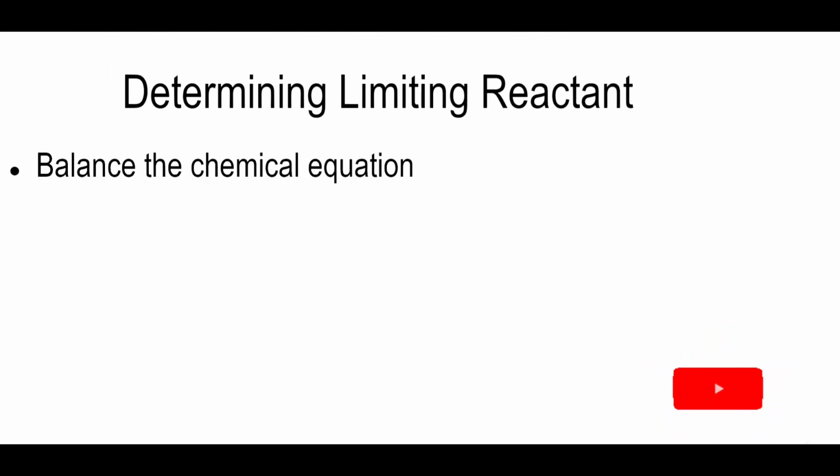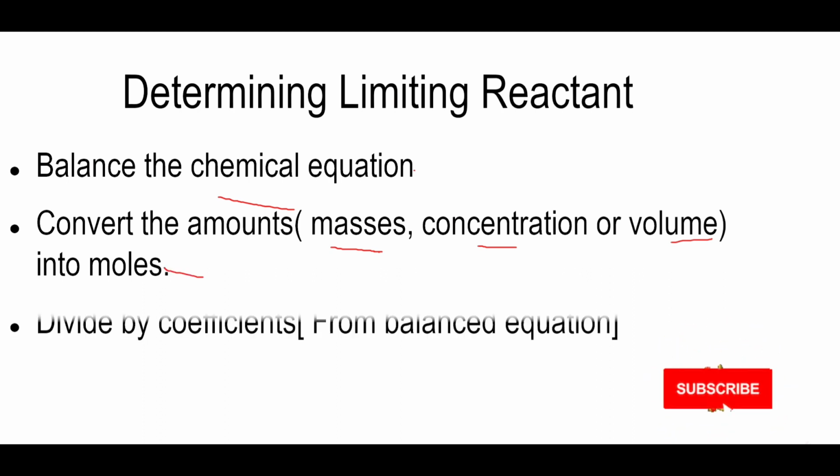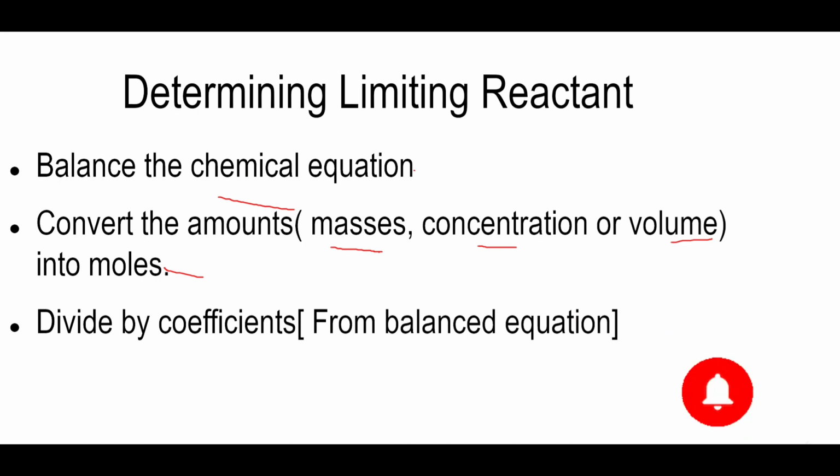One is to balance the chemical equation. You have to ensure that the chemical equation is balanced. Then two, you have to convert the amounts into number of moles. That is the masses given, the concentration given, as well as the volume given. These have to be converted into number of moles. Then three, divide by the coefficients. The coefficients are gotten from the balanced equation.